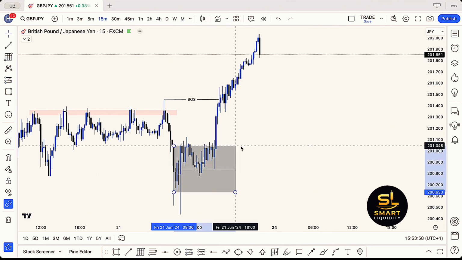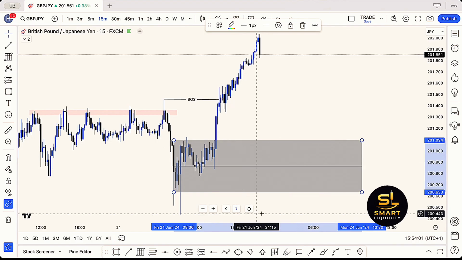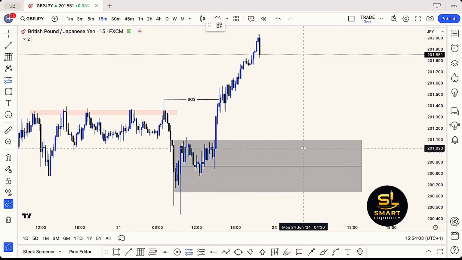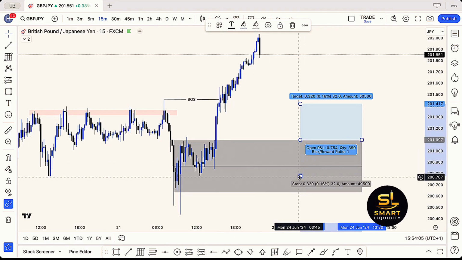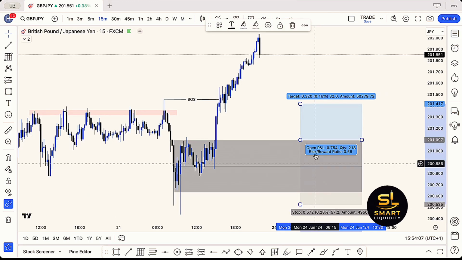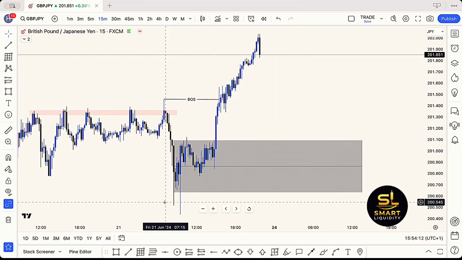If I extend it, if we are looking to take trades from this particular level, you will notice that this is massive for taking entries, because you can see where our stop loss is. It's kind of massive. But now watch me refine this to the last order block candlestick.